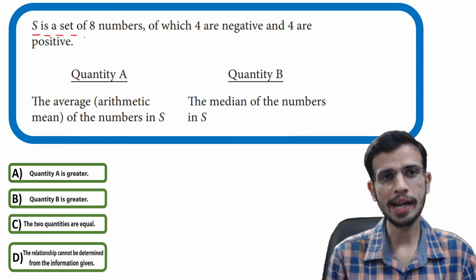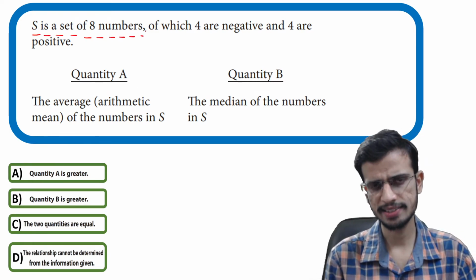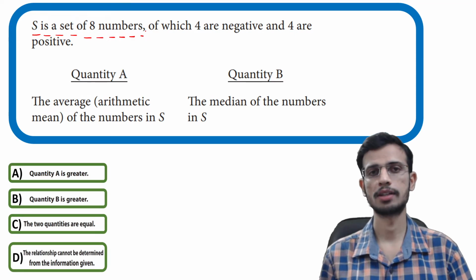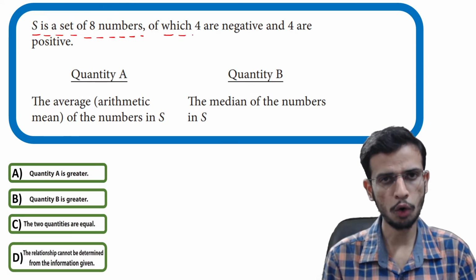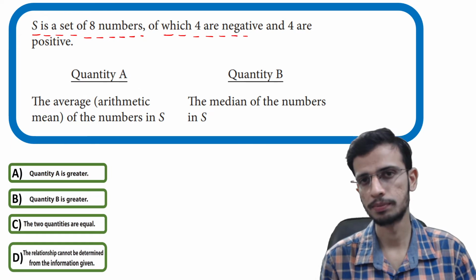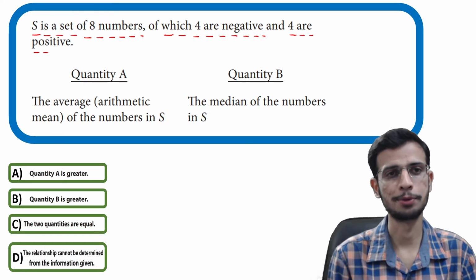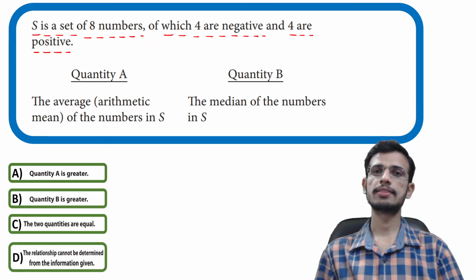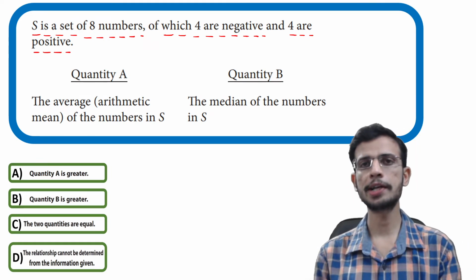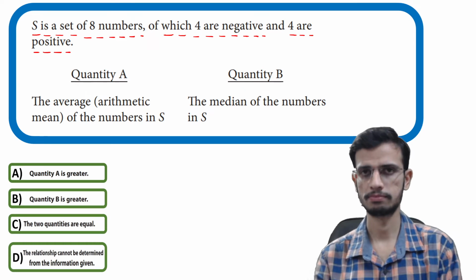S is a set of 8 numbers, of which 4 are negative and 4 are positive. In the set, there are 8 numbers: 4 numbers are positive and the remaining 4 numbers are negative. Simple.